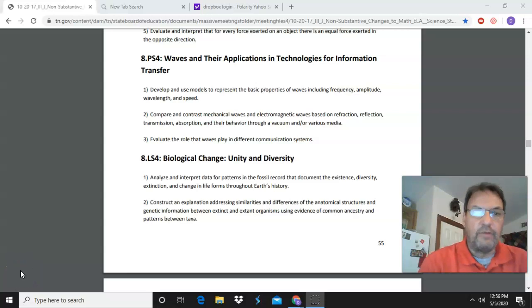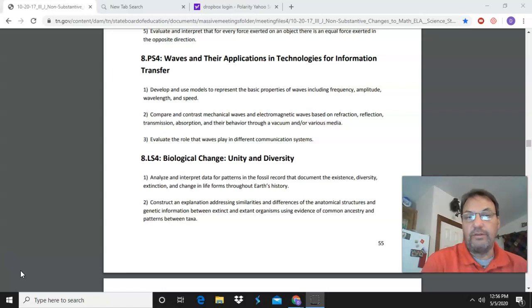Hey guys, today we're going to be going over standard 8.PS4, and that is waves and their applications in technologies for information transfer. And that's broken down into three parts. We're going to develop and use models to represent the basic properties of waves, including frequency, amplitude, wavelength, and speed.